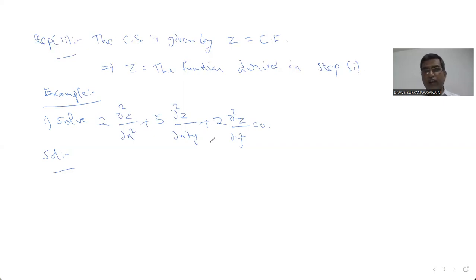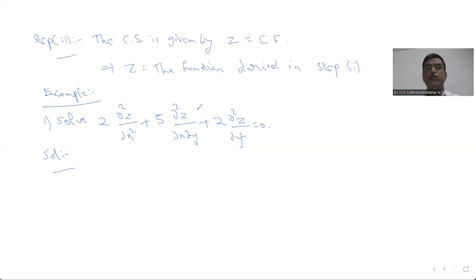First of all, identify the name of this equation. First of all, is it homogeneous? Yes. The right hand side is 0, so it is homogeneous. Then next, the coefficients are 2, 5, 2. All are constants. Next, every term contains partial derivatives, that too with power 1 only.